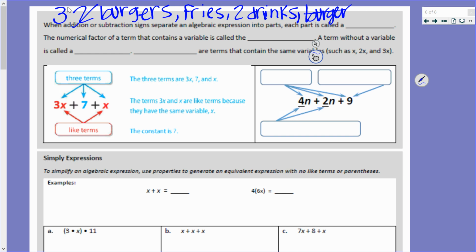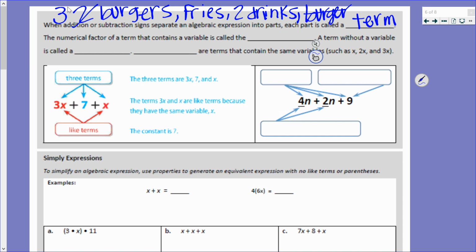So today, there's no more burger, fry, drink examples. It's just numbers, but hopefully anytime you're confused, we can take it back to the burger, fry, drink example. Okay? So when you are adding or subtracting, when you have a numerical sentence, each part is called a term.